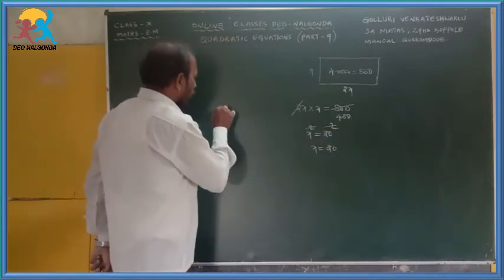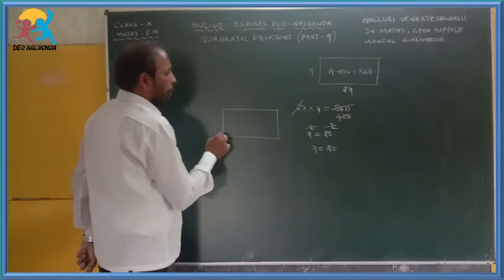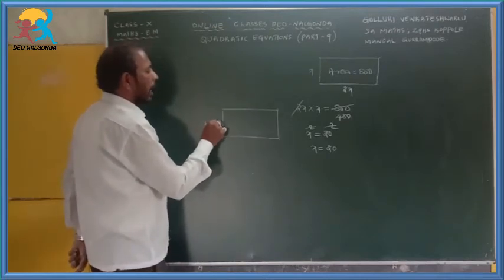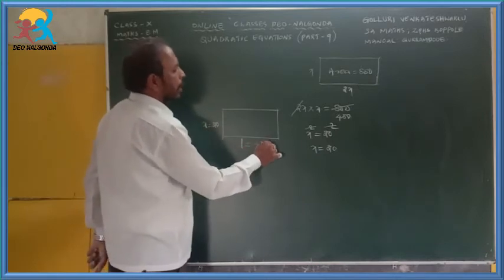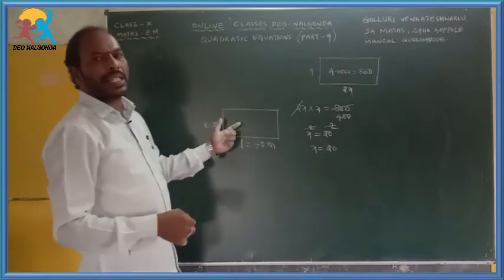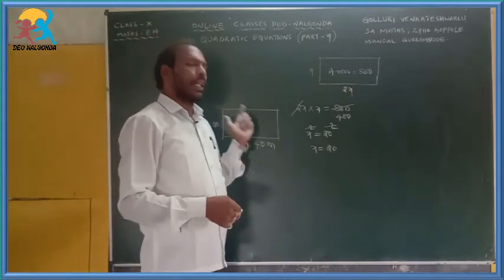Means if it is a rectangle, here the breadth is equal to 20, so the length of the rectangle is twice that, which is 40 meters. Yes, so it is possible to design the rectangular grove.